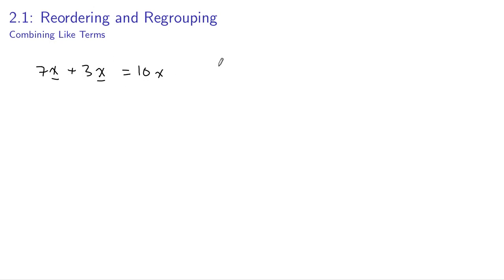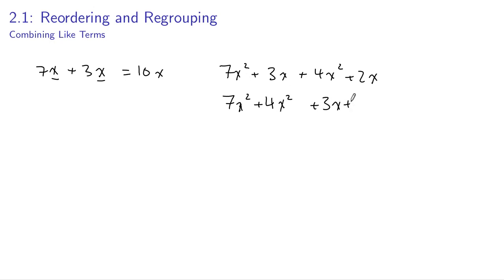So let's do a bigger example. What if we had 7x squared plus 3x plus 4x squared plus 2x? And we're told to simplify this expression. We can reorder the addition to get the like terms with the powers of x next to each other. And now we can add the coefficients. 7 and 4 is 11. 3 and 2 is 5. We only add the coefficients of the like terms, the terms with the same power of x.